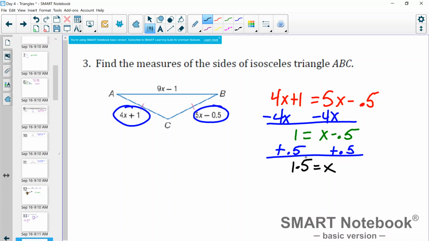Now that I know what the value of x is, I can plug these values into each side to figure it out. Now again, because we know two sides are the same, I'm going to pick the easier of the two to use. So 4x plus 1 or 5x minus 0.5. 4x plus 1 might be a little bit easier. So 4x plus 1 is one side. So we'll plug in 1.5. So we have 4 times 1.5 plus 1. And we end up with 6 plus 1, giving me 7. So I know AC equals 7.